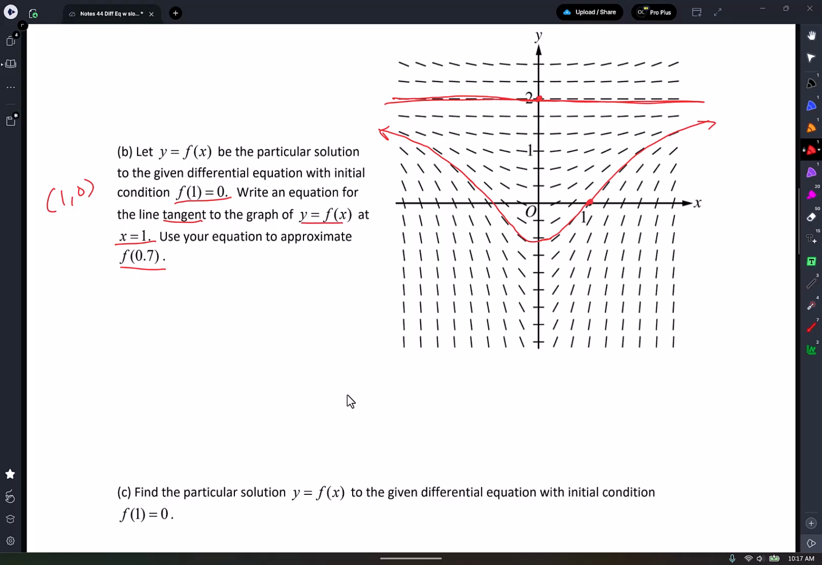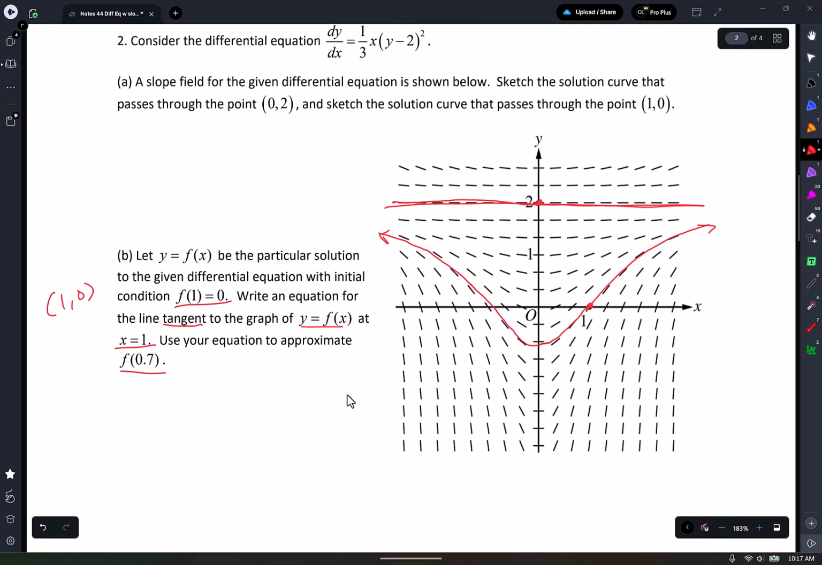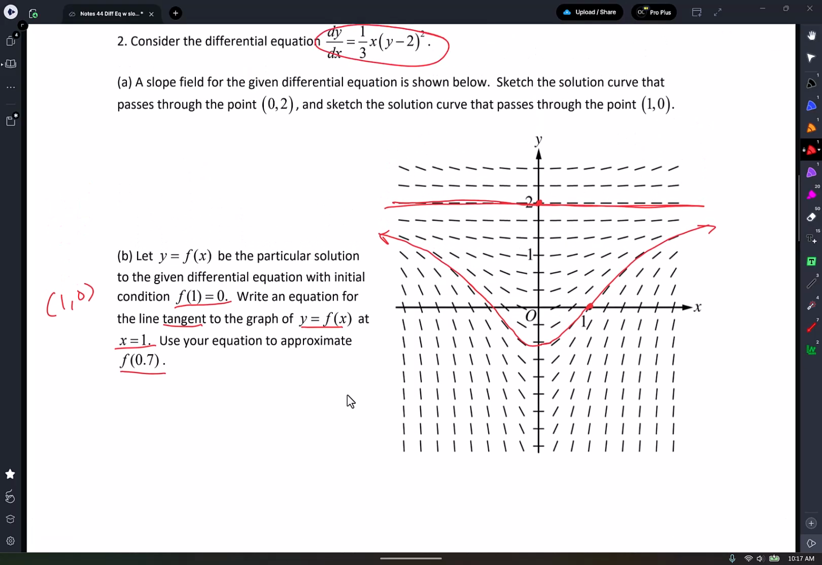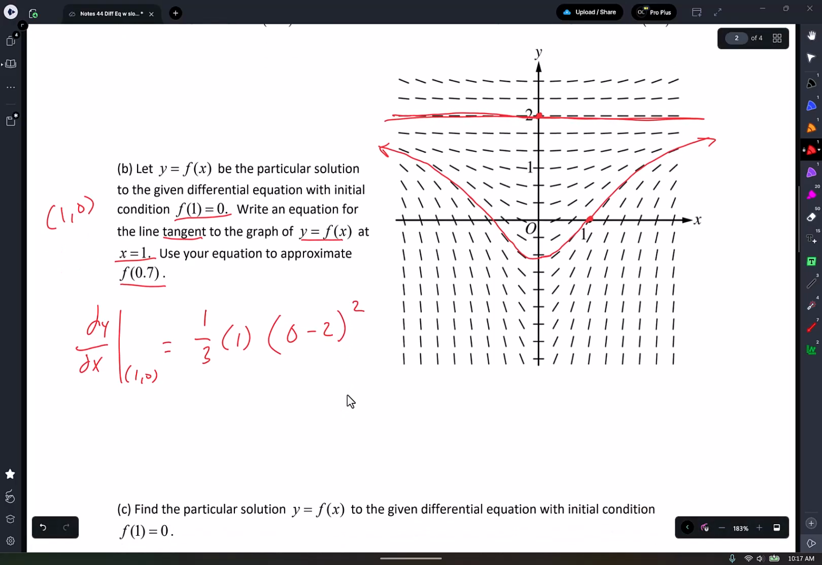So here it is. I got my point. I need my slope. Look, you have dy dx right here. So you're going to go dy dx, that's your slope, evaluated at (1, 0) equals 1/3 times 1 times (0 minus 2) squared. All right, let's see what that is. 1/3 times negative 2 squared is, so my slope is 4/3.